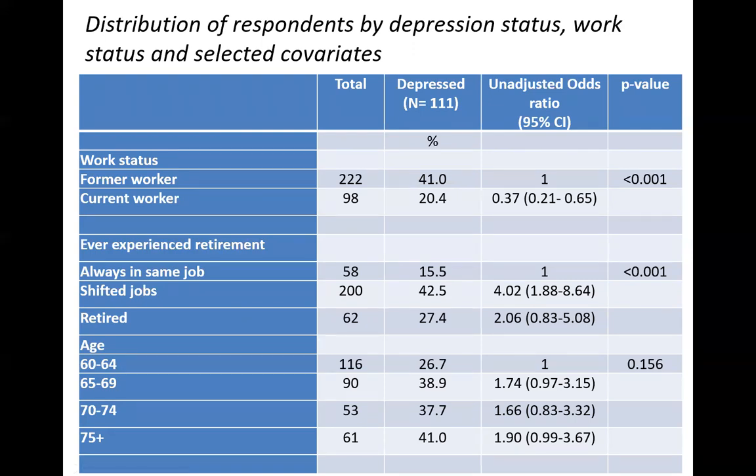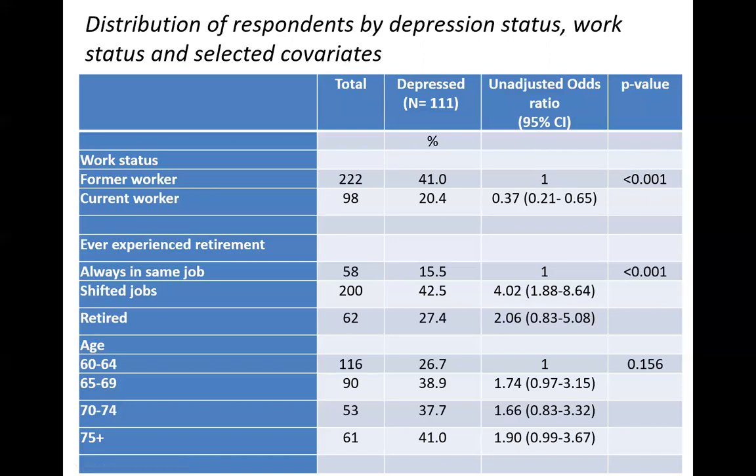And what I added is another column, the unadjusted odds ratio, excuse me, and unadjusted mean. When I compare the current worker to the former worker, where the reference is former worker, those who currently work have lower odds of being depressed compared to former workers. It means that working now is protective. Is it significant? Yes, with a confidence interval not overlapping with 1, and the p-value is less than 0.01.